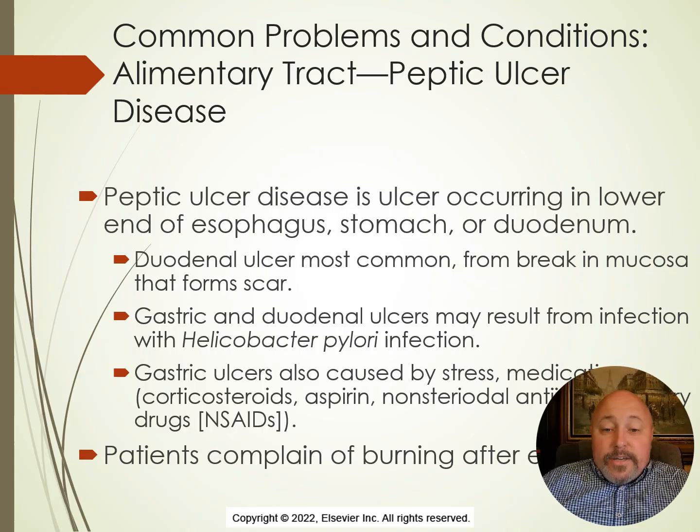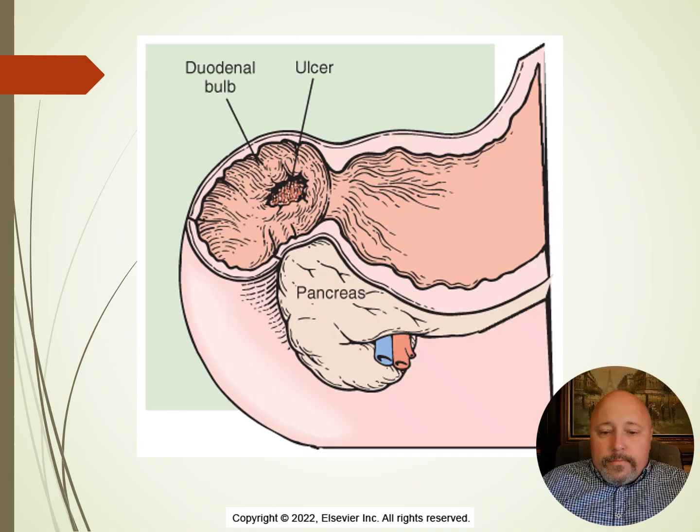Peptic ulcer disease is an ulcer occurring in the lower end of the esophagus, stomach, or duodenum. A duodenal ulcer is most common from a break in the mucosa that forms a scar. Gastric and duodenal ulcers may also be a result of infection from the H. pylori. And here we just have a diagram showing that ulcer forming within the duodenal bulb.